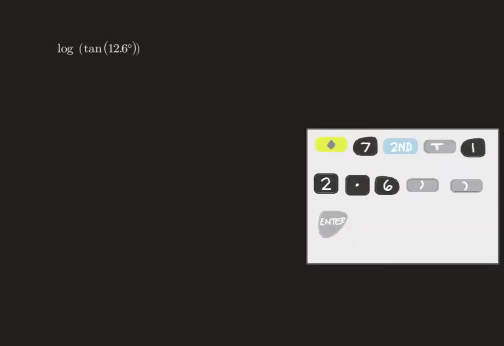Let's look at something a little more challenging. Let's look at the log, base 10, so the common log, of the tangent of 12.6 degrees. We haven't worked with trigonometry right now, but we're just putting this into the calculator. And here's the sequence of keys that you'll need to use to put it into the calculator.